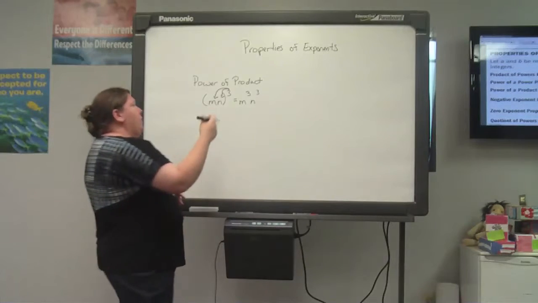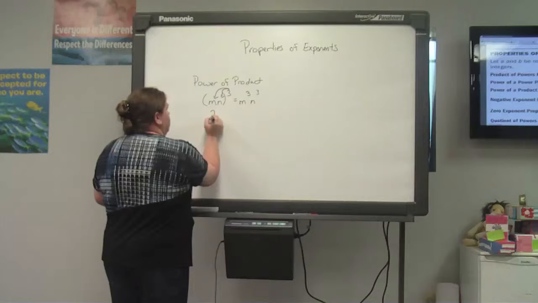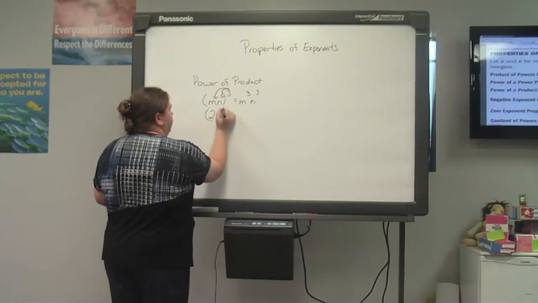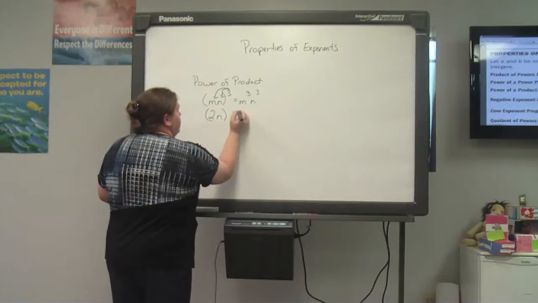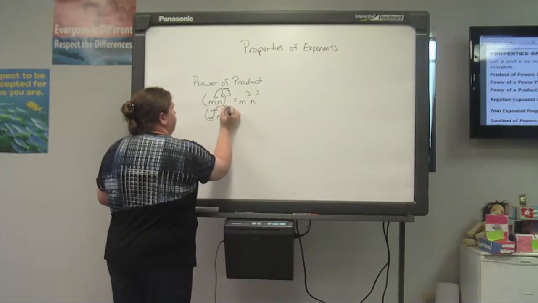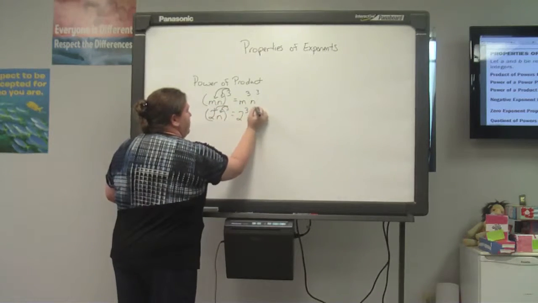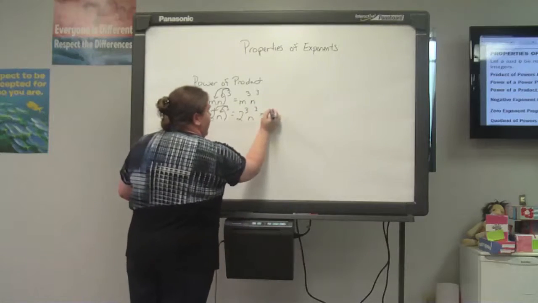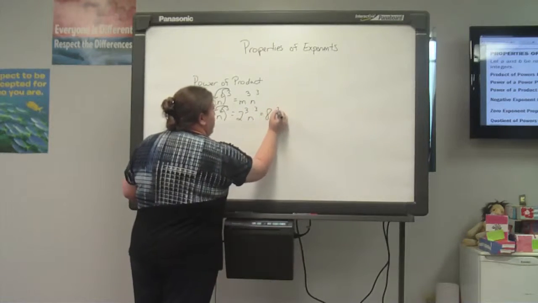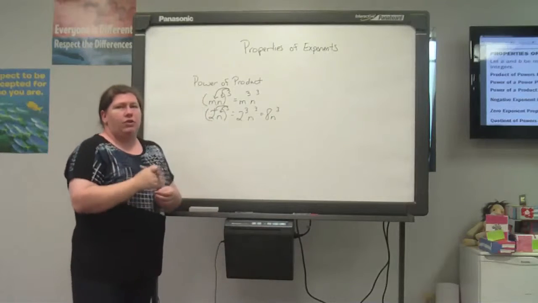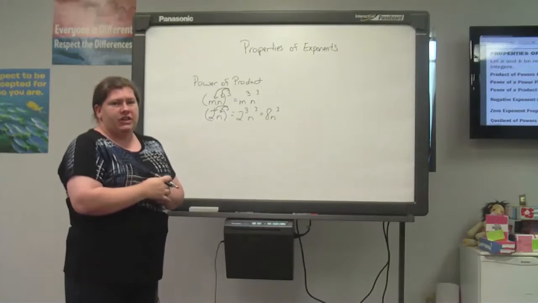Again, if you plug in numbers, then it would be 2 cubed times n cubed, which is 8n cubed. Because anytime you have a whole number, you do not want to leave the exponent.